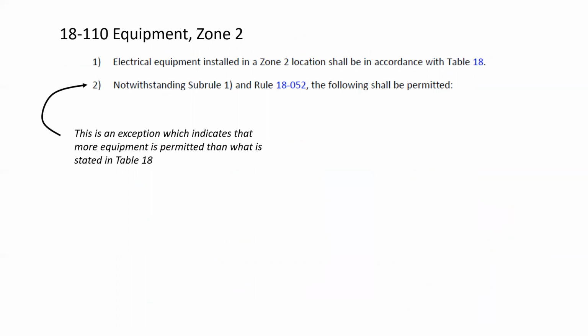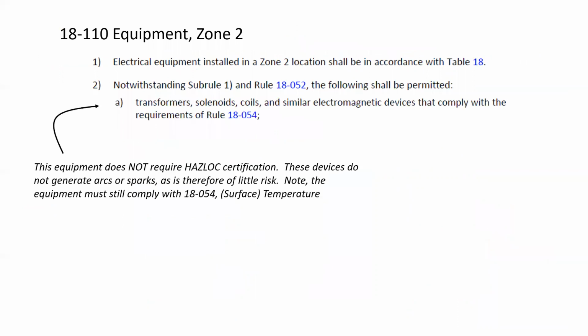Subrule 2 indicates, notwithstanding, that's essentially saying there is an exception. They're saying there's an exception and the following shall be permitted. This is an exception which indicates that more equipment is permitted than what is stated in Table 18. This equipment does not require HAZLOC certification. These devices do not generate arcs or sparks and are therefore of little risk. Note the equipment must comply with 18054, which would be the surface temperature.